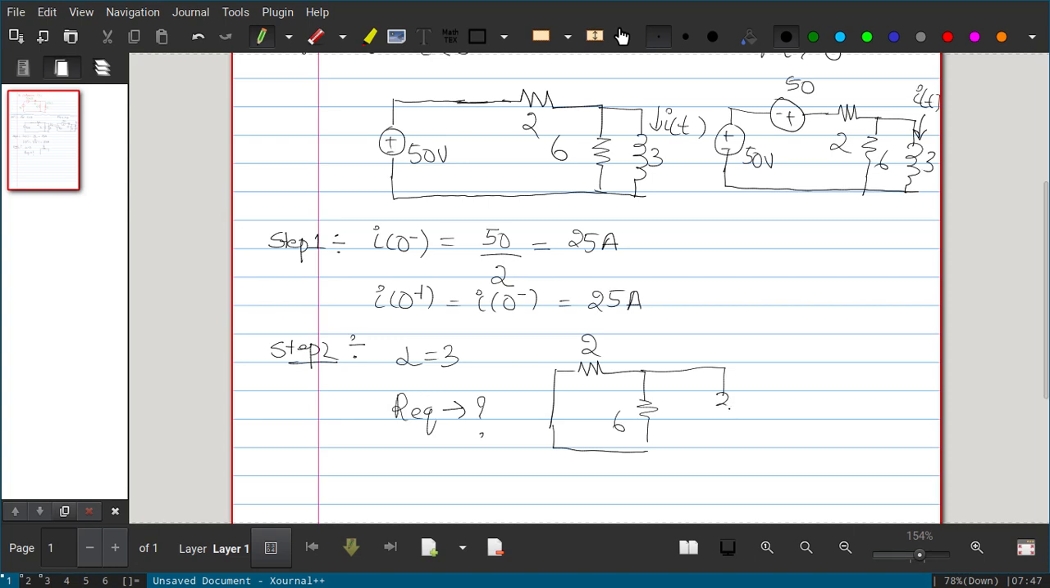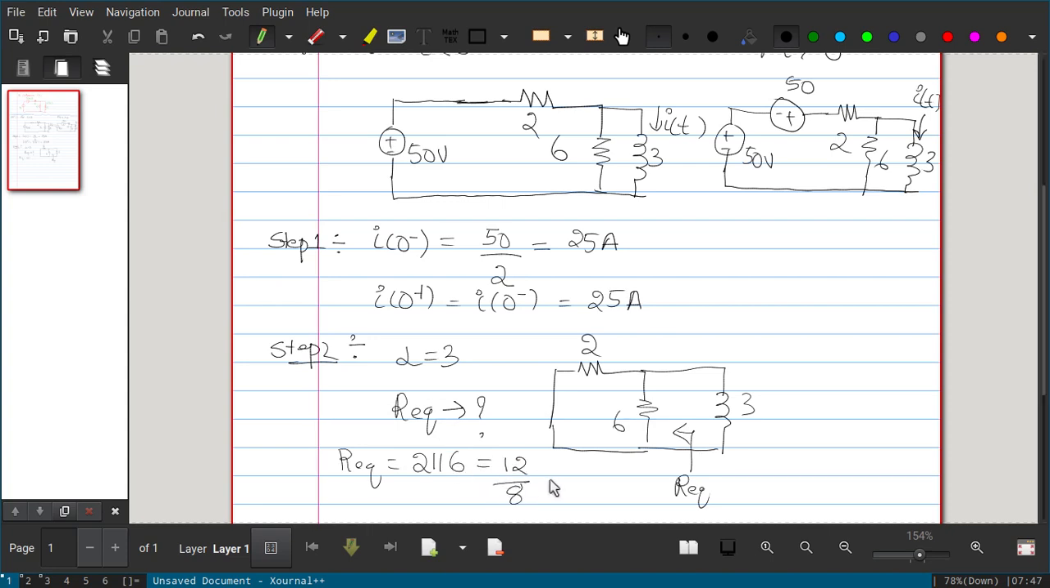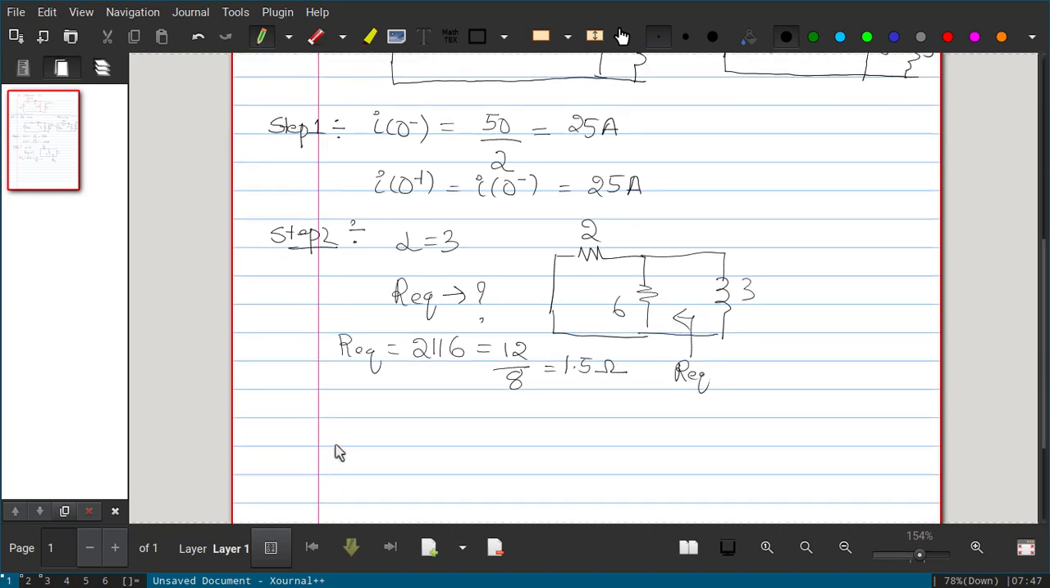and here you have inductor, and this is nothing but R equivalent. This is 3 Henry. So R equivalent is 2 parallel 6. That is 2 times 6, 12 by 8. That is 1.5 ohm. So our tau will be L by R equivalent. L is 3, R equivalent is 1.5, that is 2 second. Okay.